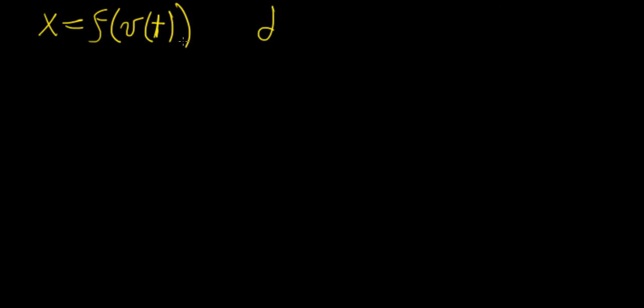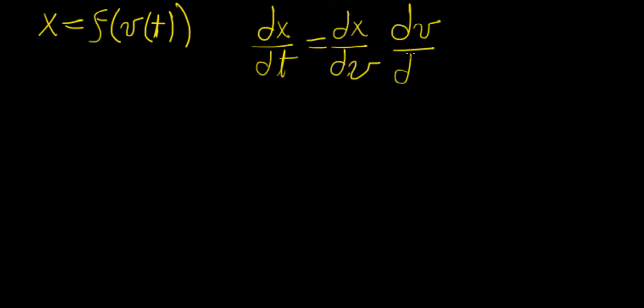Well, we know from the chain rule of differentiation that if we want to get the derivative of x with respect to time, all we need to do is we're going to have dx with respect to v, because function x is an explicit function of v, and then we're going to have dv over dt, and this is the same as writing dx over dv times the acceleration, or x double dot.